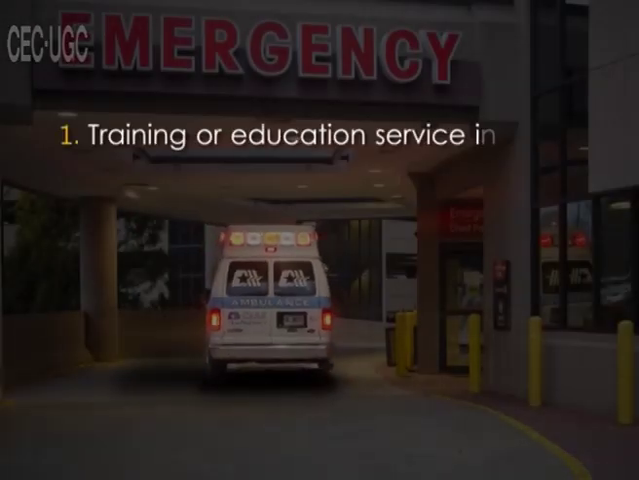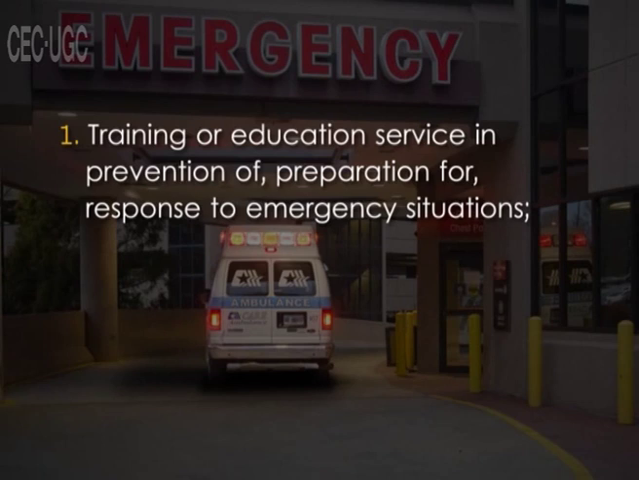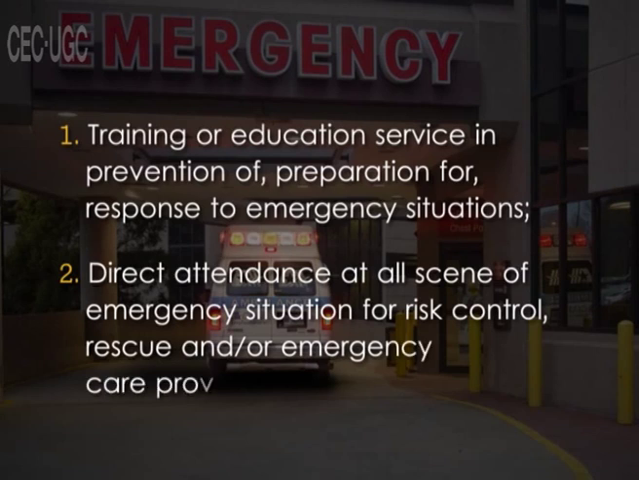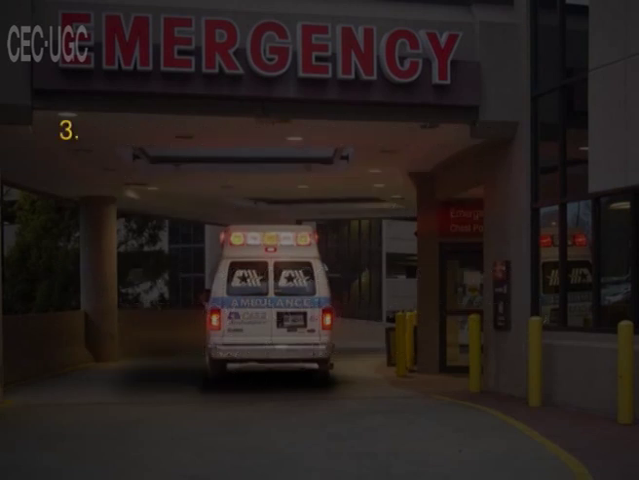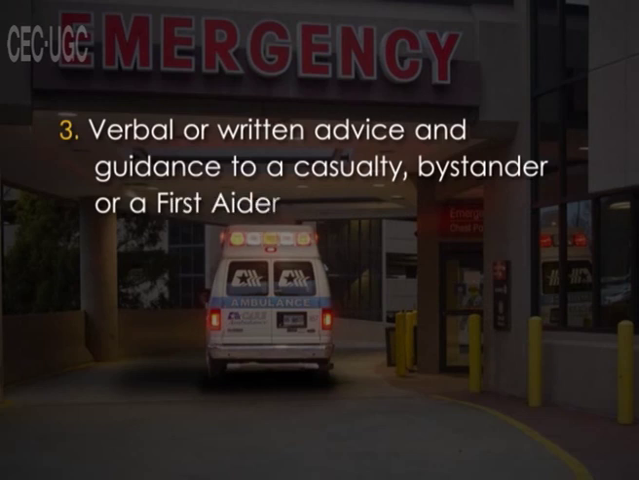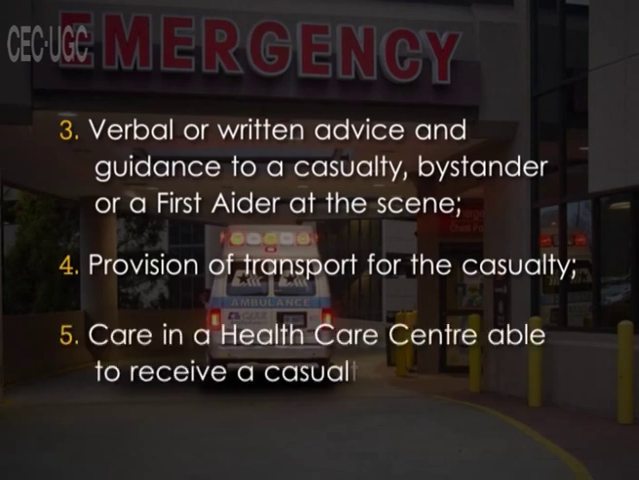Assistance provided by an emergency care service may be in the form of, number 1, training or education service in the prevention of, preparation for, and response to emergency situations. Number 2, direct attendance at all scenes of emergency situations for risk control, rescue, and or emergency care provision. Number 3, verbal or written advice and guidance to a casualty, a bystander, or a first aider at the scene. Number 4, provision of transport for the casualty. Lastly, number 5 is care in a healthcare center able to receive a casualty.